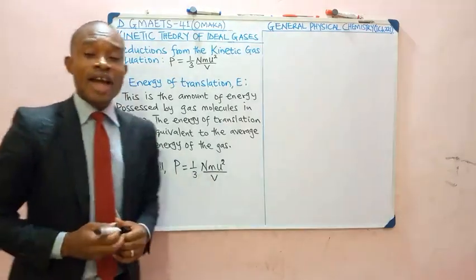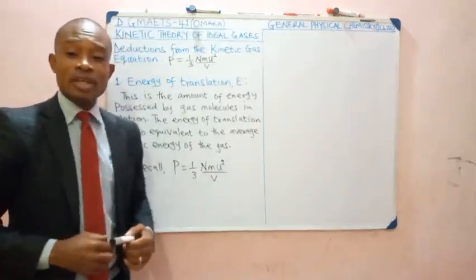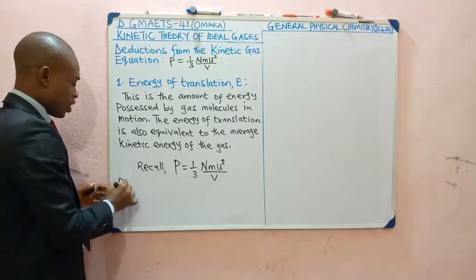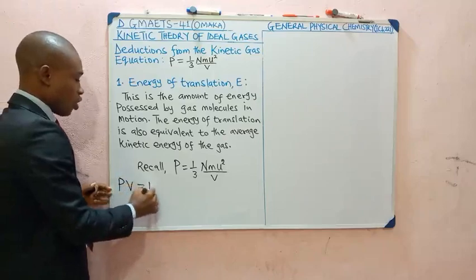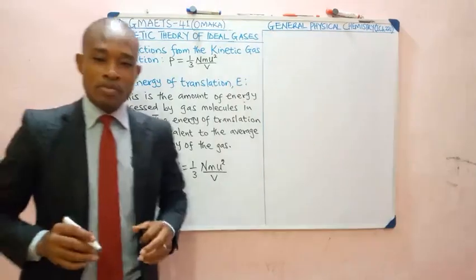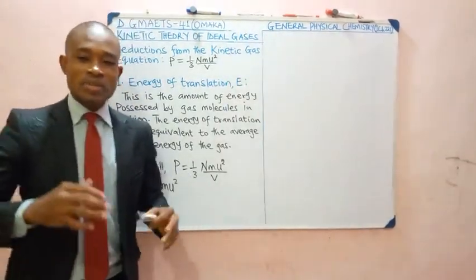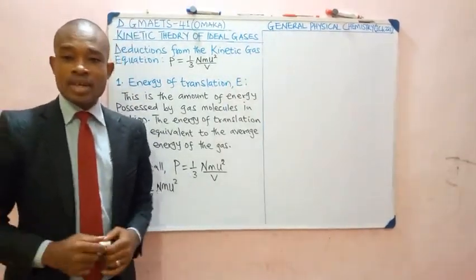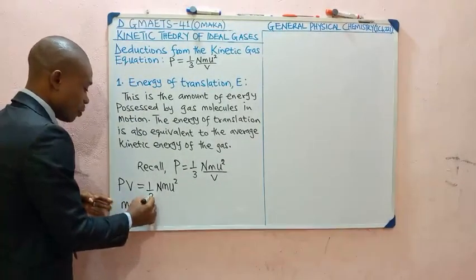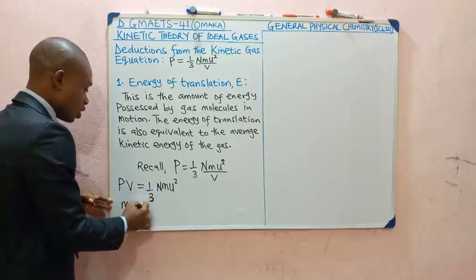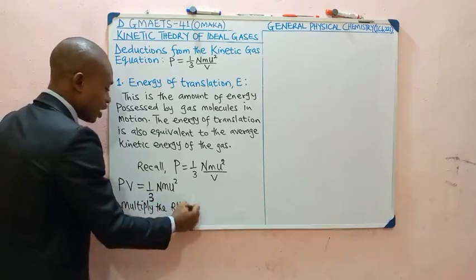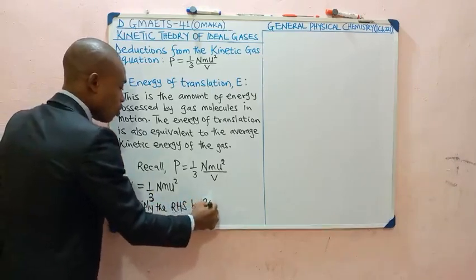Now, if I choose to cross multiply by V, so that volume will multiply this pressure, it implies that pressure times V will be equal to 1/3 Nm u². Now let us do a form of manipulation which is still mathematically consistent, because doing that does not change anything. Let's multiply the right hand side of the equation by 2/2.